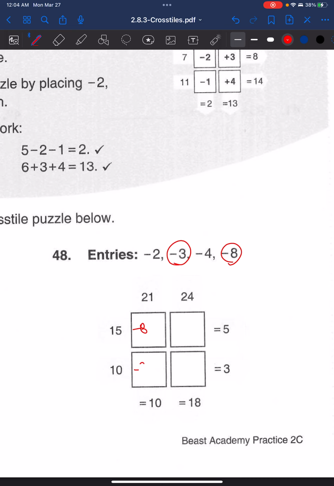Again, it can go in like this, or it can go in the other order by adding negative 3 in the top and negative 8 in the bottom. Now we're going to check which order it goes in by looking at the horizontal rows.